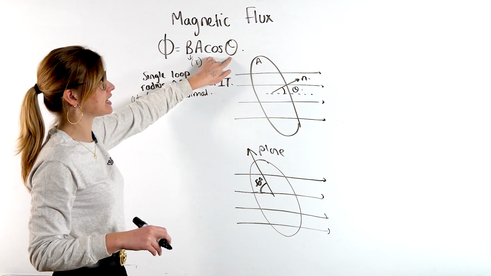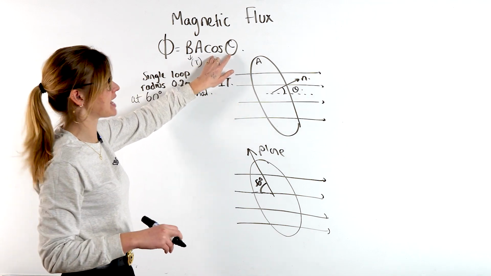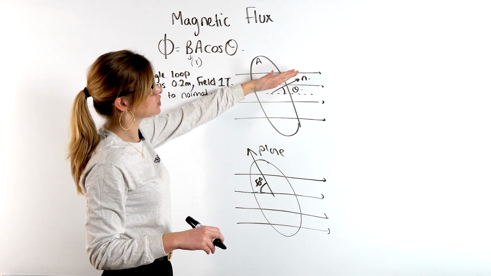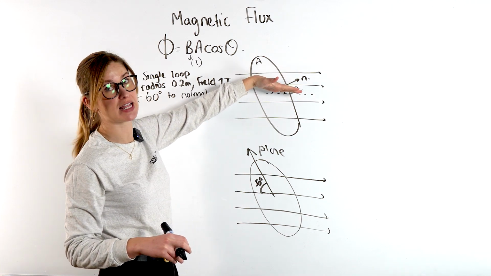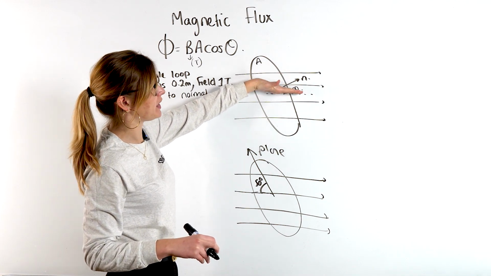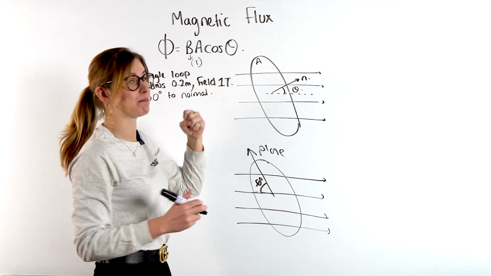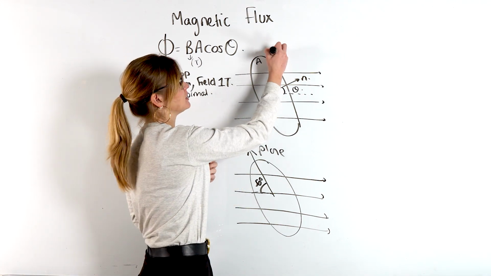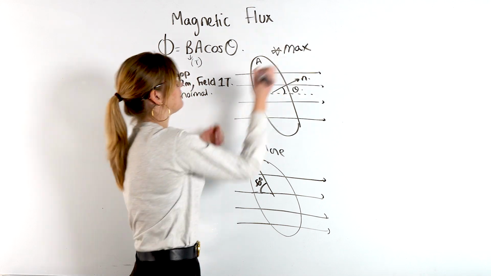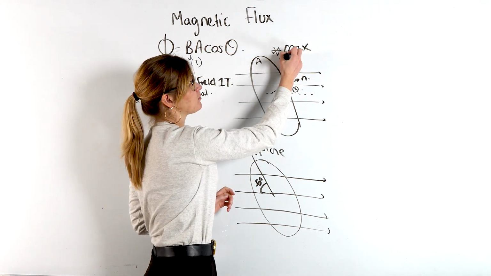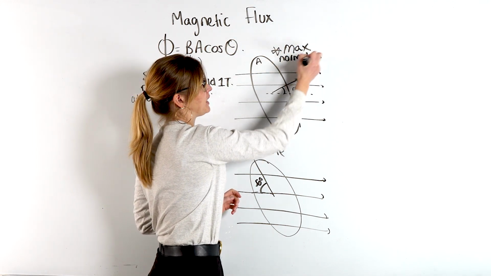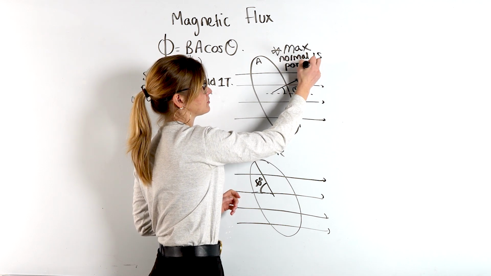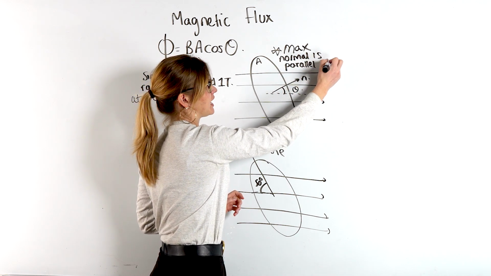And cosine theta, it's cosine theta because we want to rotate the normal, and the normal is always parallel with our field lines. So I want the normal to be parallel with my field lines, and that's always when it's a maximum. So just make sure you're good with that. It's always going to be a maximum magnetic flux when the normal is parallel to the field lines.